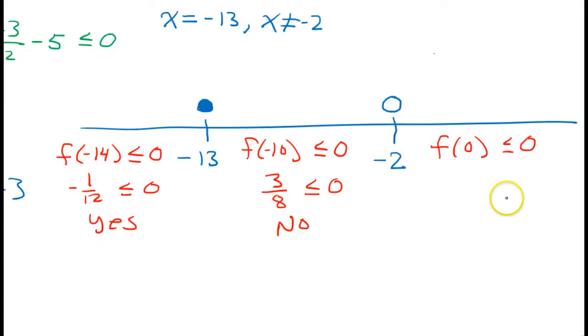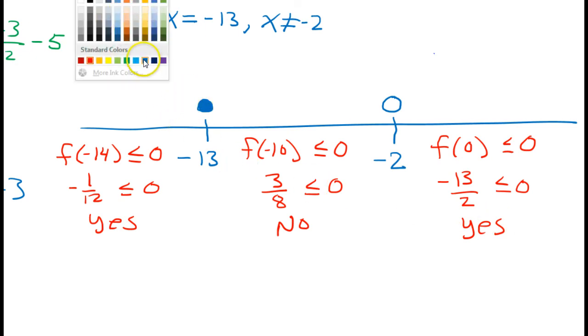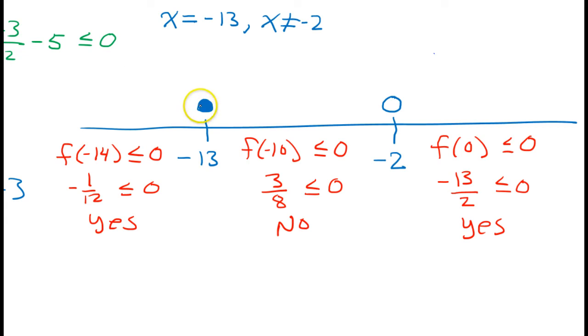And then what about at 0? We have negative 13 over 2. Is that less than or equal to 0? Yes, that's a negative number, so it is less than 0. So these yeses show us where the solutions are. So we have solutions over here to the left, anything less than negative 13, and solutions to the right. Okay, because if you find one solution, then that means everything in this zone is a solution.